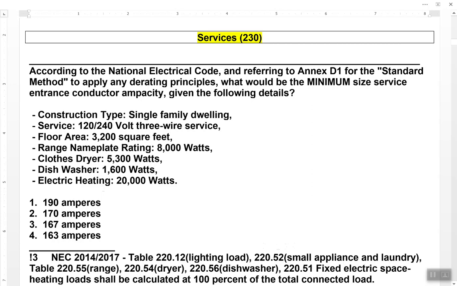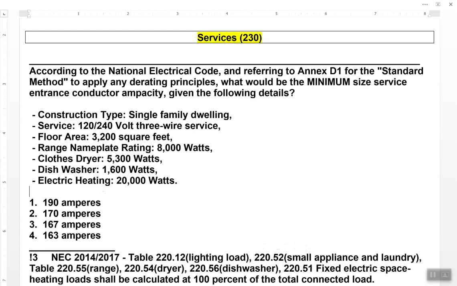So I would strongly recommend, when you see services questions that look tricky, or even range load questions that look tricky, leave them alone, come back to them later. They're usually going to gobble up a lot of your time, and since this is a timed exam, that could be a bit of a problem.